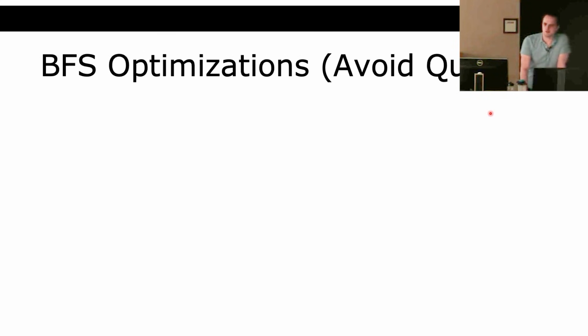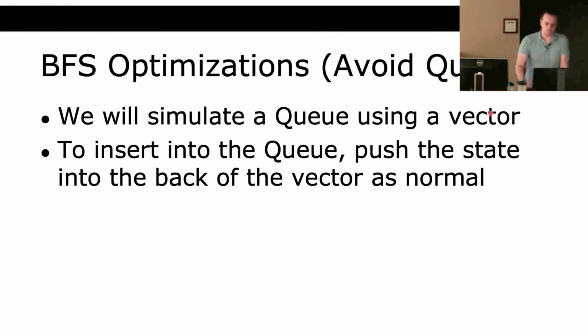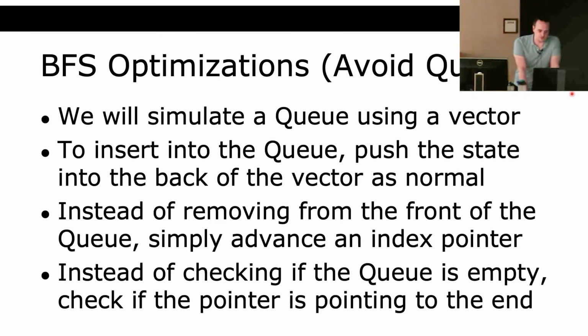So here is how to avoid using a queue and actually removing things from that list. So we're going to simulate a queue just using a vector. To insert into the queue, I'm going to describe it first and then show you. So if you don't get it from the text, I'll show you an example. To insert into the queue, push the state into the back of the vector as normal. Instead of removing from the front of the queue, simply advance an index pointer. So it's like you're throwing it out, but you're not throwing it out. So instead of checking if the queue is empty, you check to see if the pointer is now pointing at the end. Okay, what does that mean?